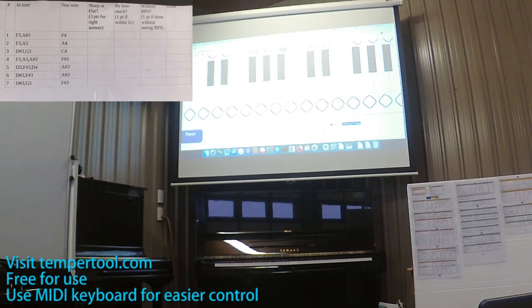Yeah, but the beats, of course, change as you go up and down. So being out 2 beats a second here and 2 beats a second there is completely different. You're much farther out.